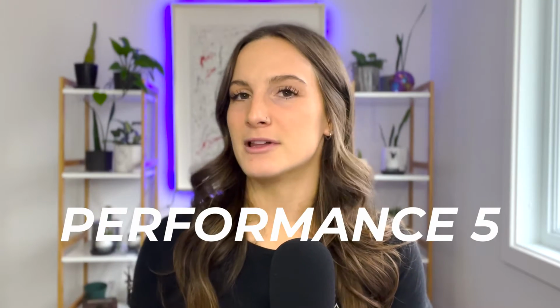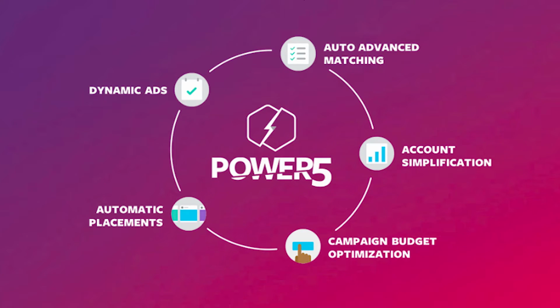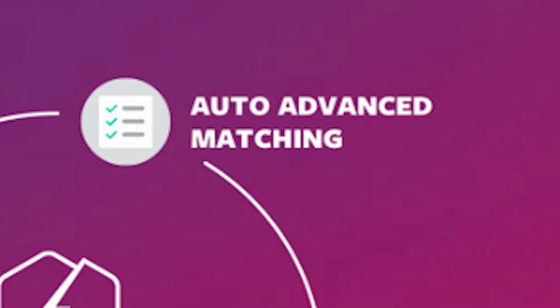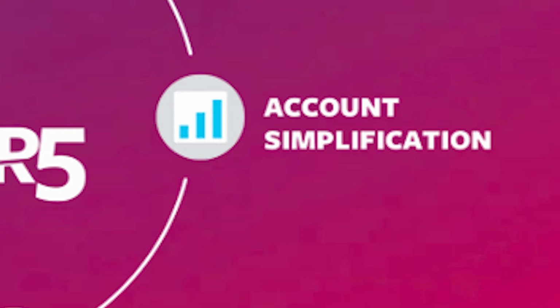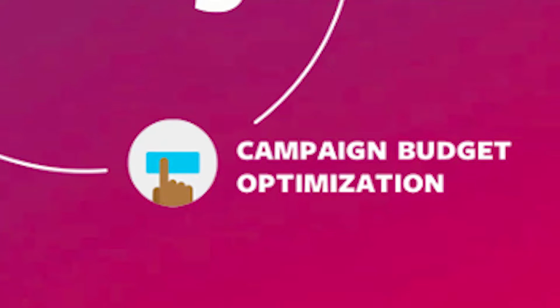Now, if you are familiar with Facebook's Power 5, I don't believe that this is really designed to replace those other Power 5 metrics, which are dynamic ads, auto advanced matching, account simplification, campaign budget optimization, and automatic placements. Those are still 100% relevant. You should still be implementing those inside of your account. But these Performance 5 are 5 extra tools that you can have in your toolkit that you can use to just improve your results and actually rely on Facebook to get you better performance over time.